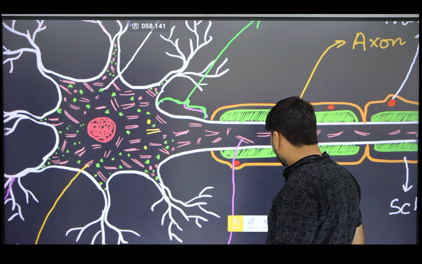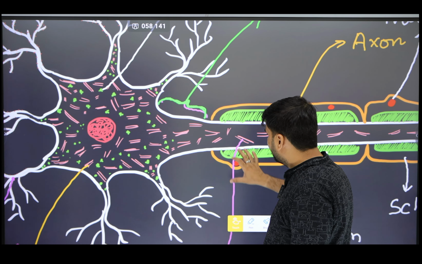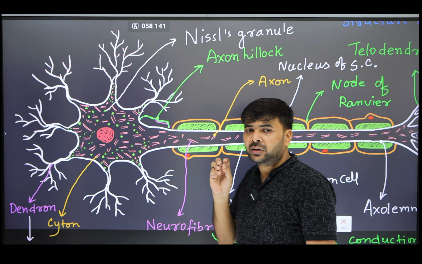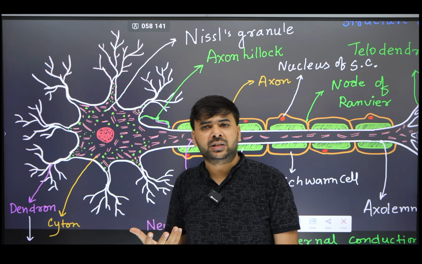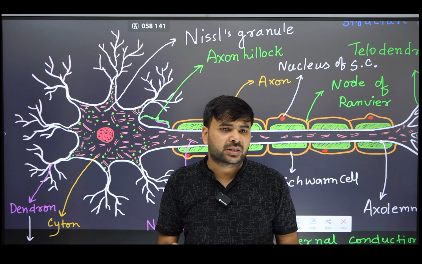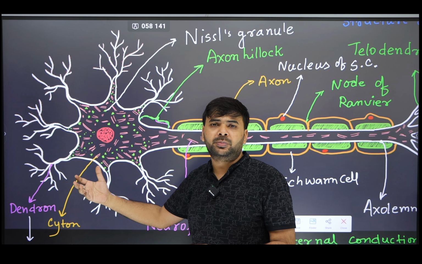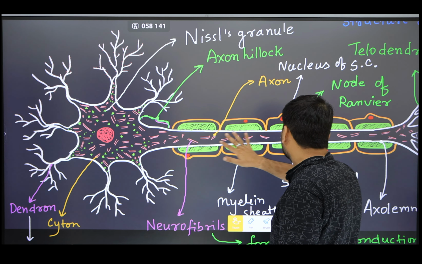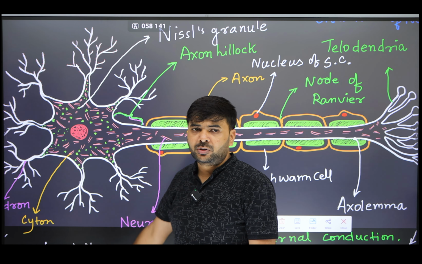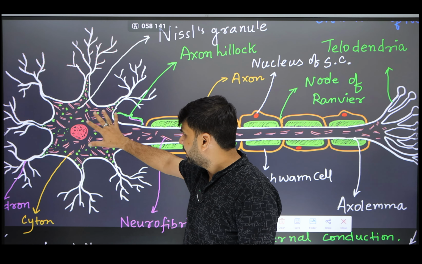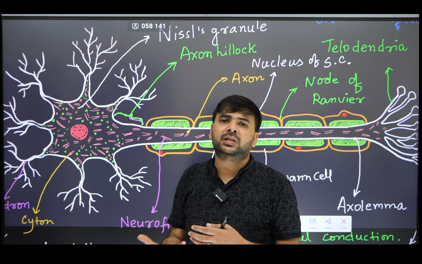Nissl's granules are nothing but rough endoplasmic reticulum fragments, tiny fragments responsible for protein synthesis. Multiple types of protein synthesis: maybe cell repair protein, maybe neurotransmitter protein. But most neurotransmitters are synthesized in the terminal area, but sometimes they are synthesized in this area also, or you can say neurotransmitter precursor molecules.